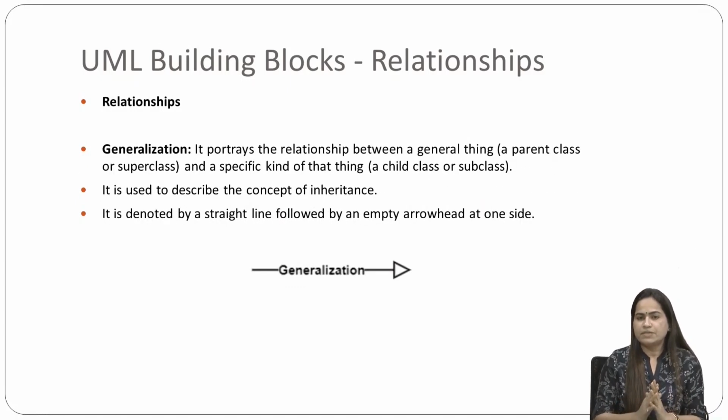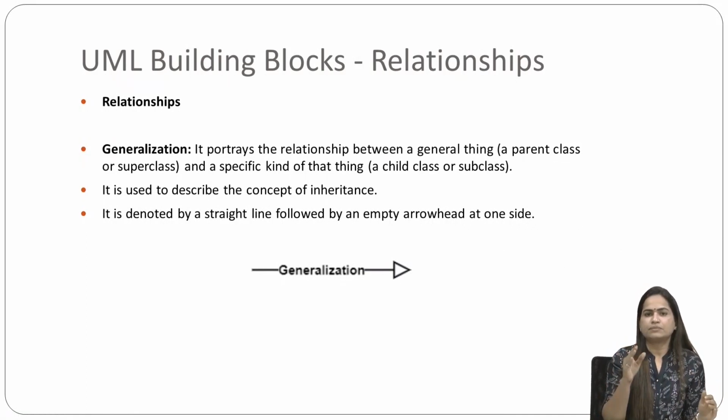Then after that we have generalization. It portrays the relationship between a general thing, which means a parent class or superclass, and a specific kind of that thing, which means a child. If we want to represent a parent-child relationship, then generalization can be used. It is used to describe the concept of inheritance. It is denoted as a straight line with an empty arrowhead at one side.